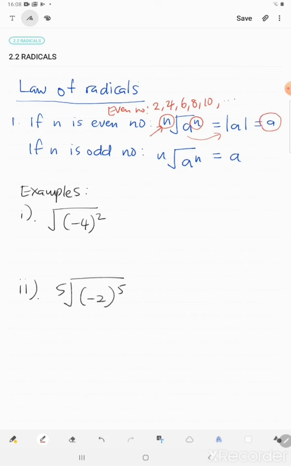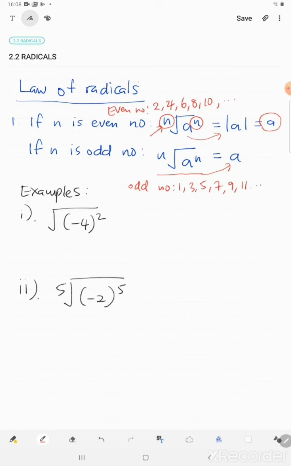If n is an odd number, the expression is the same, and your answer will be a. So what is an odd number? Examples of odd numbers are 1, 3, 5, 7, 9, 11, and so on. Now we look at example 1.